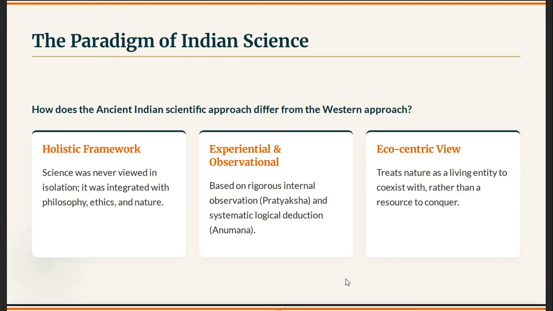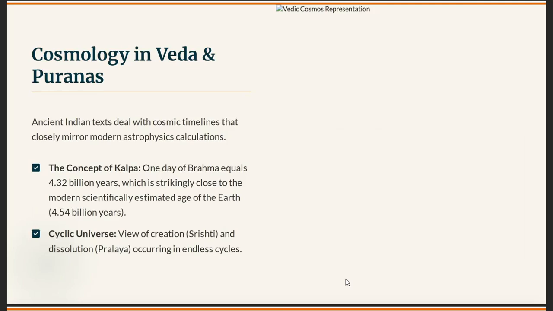So the paradigm of Indian science: the holistic framework, experiential and observational and ecocentric view. So this is how the ancient Indian scientific approach differs from the Western approach. Science was never viewed in isolation; it was integrated with philosophy, ethics, and nature. So what are the things we practice? We integrate them with the sciences. Based on rigorous internal observation and systematic logical deduction, we do the things and it treats nature as a living entity to coexist with rather than a resource to conquer.